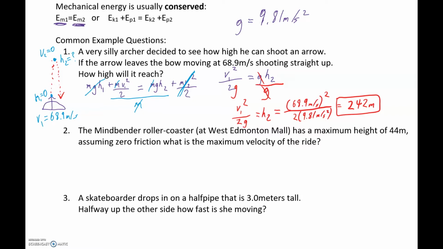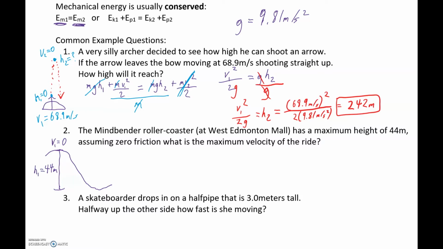The Mindbender roller coaster at Westhampton Mall has a maximum height of 44 meters. So you can imagine that we have a roller coaster like this, and the maximum height that it ever reaches is 44 meters. Okay, I guess one thing the question doesn't say is that you kind of have to assume that V1 is 0 at that point. Okay, but we can say our H1 is 44 meters.